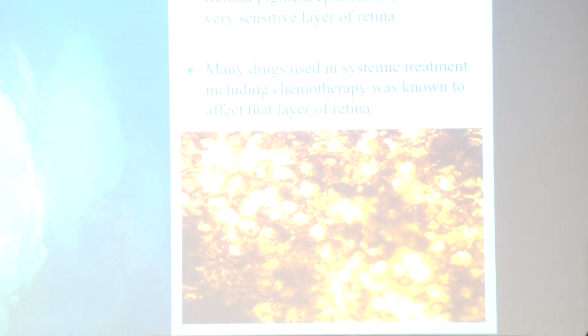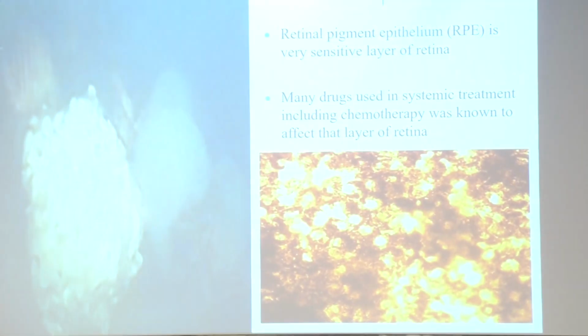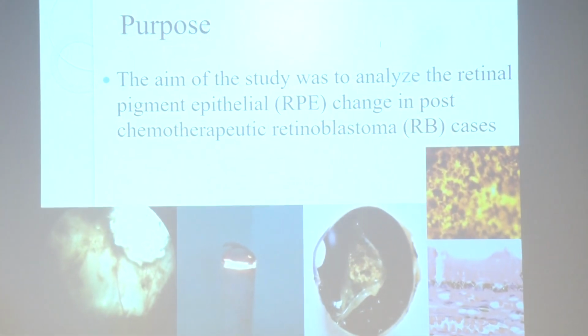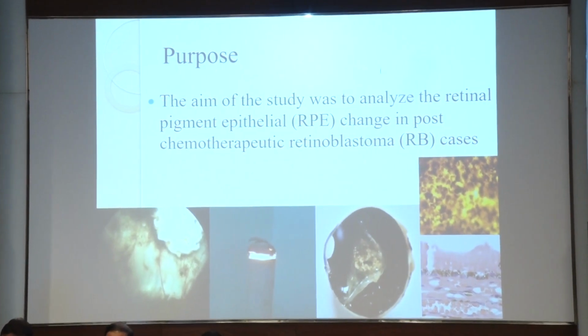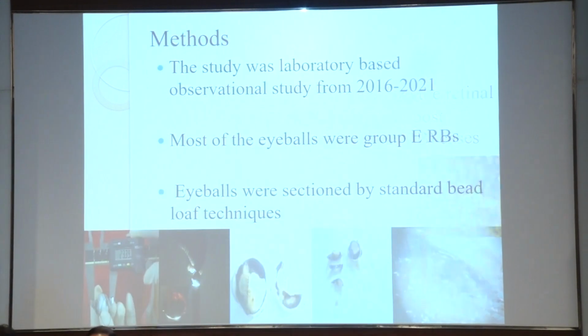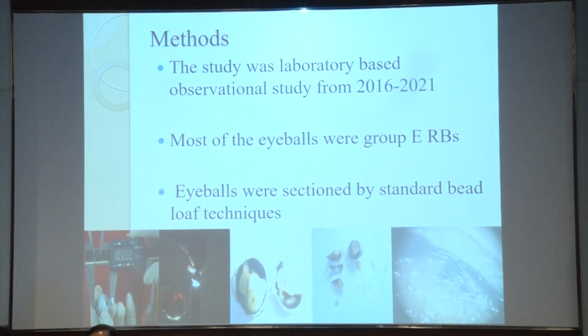Retinal pigment epithelium is a very sensitive layer of the retina, and many drugs, particularly chemotherapy used in systemic therapy of retinoblastoma and other tumors, seem to affect this retinal pigment epithelium in many ways. The aim of the study is to analyze retinal pigment epithelium change in post-chemotherapeutic retinoblastoma cases. This was a laboratory-based study from 2016 to 2021.